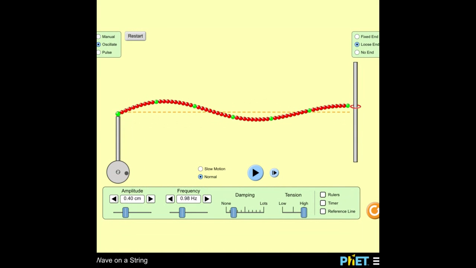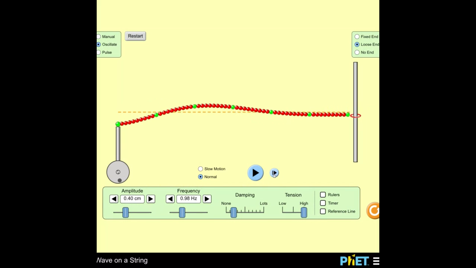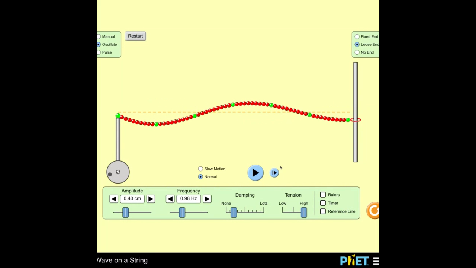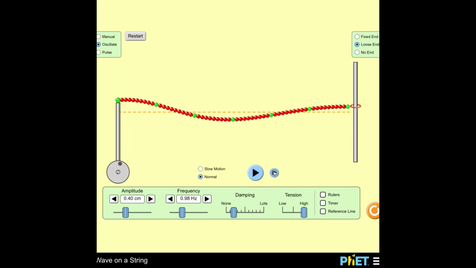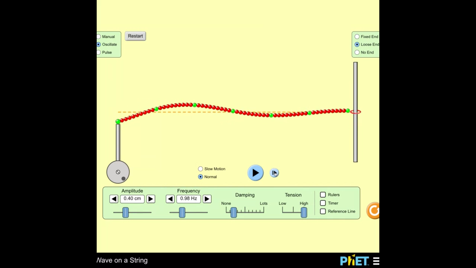Okay, what we see is one antinode, and then another antinode, and then a third antinode. So we have one complete wave, and then a quarter of a wave. And what happens with the open end is that the end always becomes an antinode. It never becomes a fixed point because it can slide up and down.